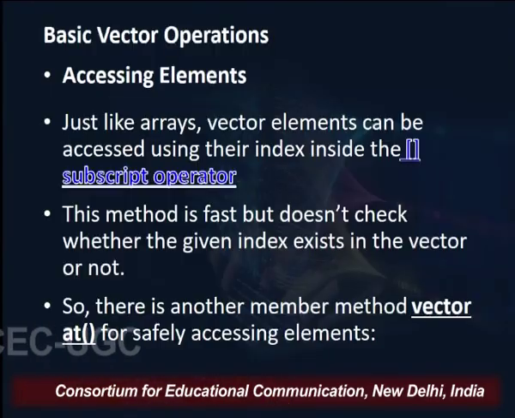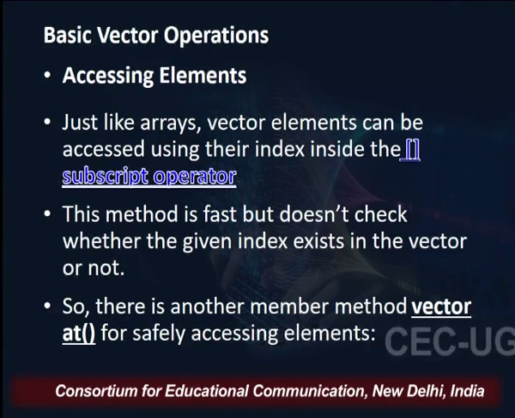So as far as accessing elements is concerned, we can use their index inside the square brackets, which is the subscript operator, just like a normal array. So that method works well. It is also a fast method, but it does not check whether the given index exists in the vector or not. So what will happen if the given index does not exist in the vector? Then it will throw a runtime error, and that exception has to be handled separately.